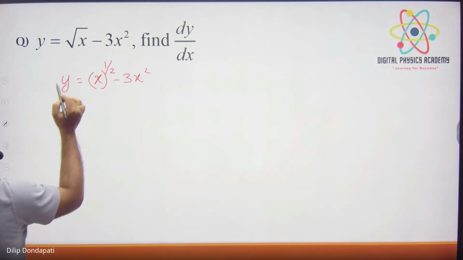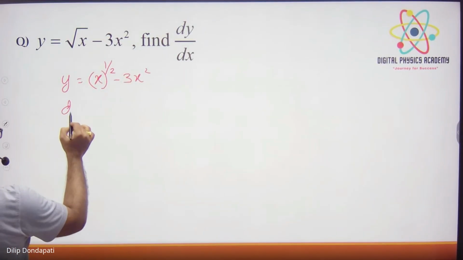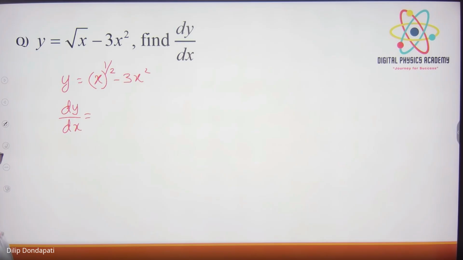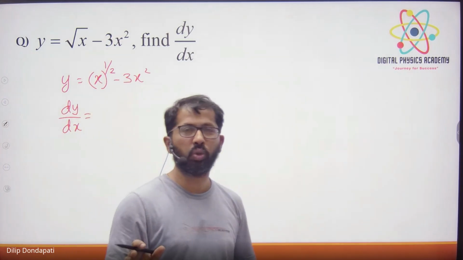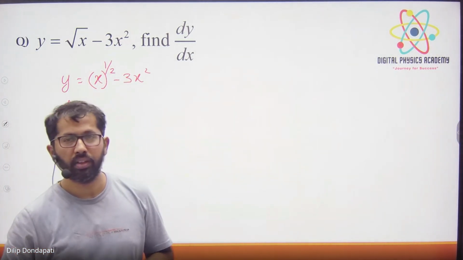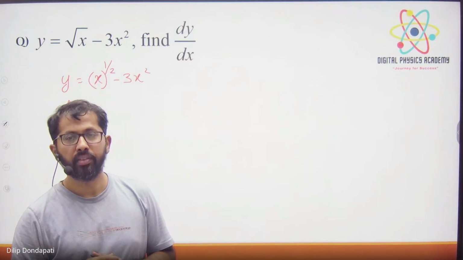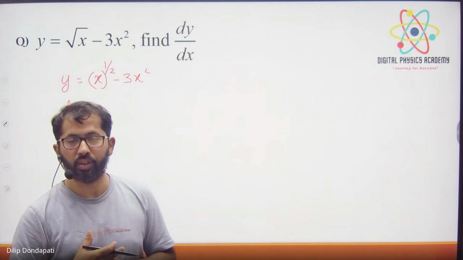So this is the thing, right? y is equal to... tell me dy by dx. Which formula are you using there? What is the differentiation formula of x power n? I'm not using any other method, leave that aside. Tell me the differentiation formula of x power n. n minus 1. No, read the formula and tell me.